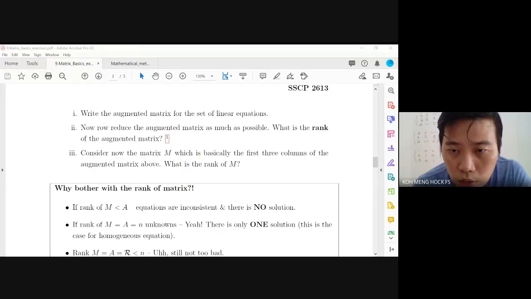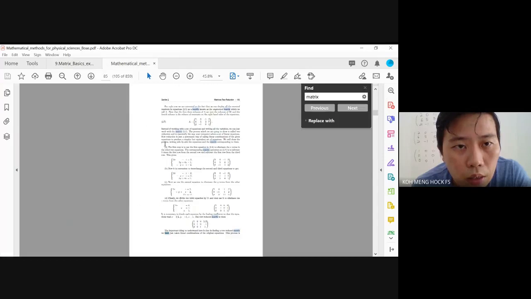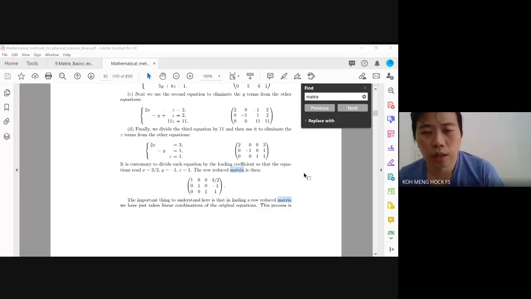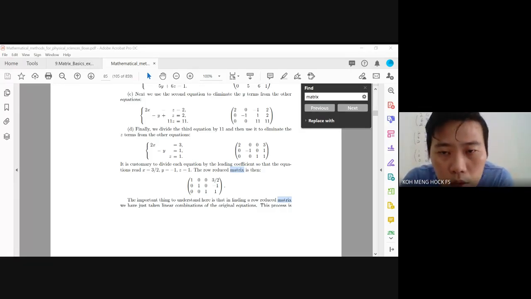So here, let me just show you the. Let me see. Where do I go? Can you see this PDF version here? The answer that I'm showing. Yes, very good. Right. So here, let me show here. Yep. So this is in the Boas book.